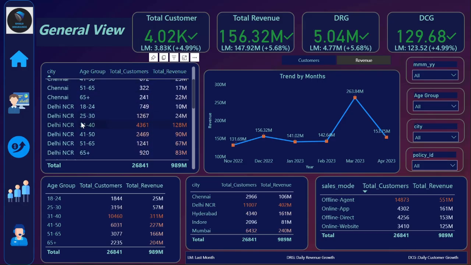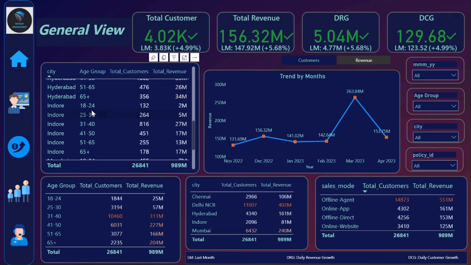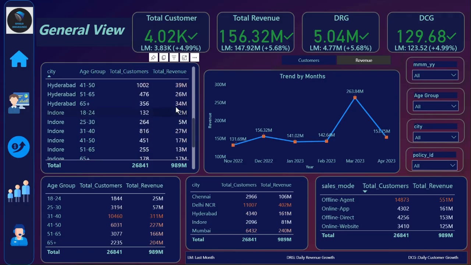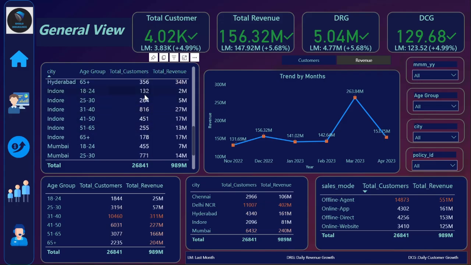If you see in that, the age group 31 to 40 is the highest in Delhi NCR, at 436 and 128 millions, and the lowest is Chennai and Indore, at 1824 and 2 millions. If you see, it is 2,132,000.